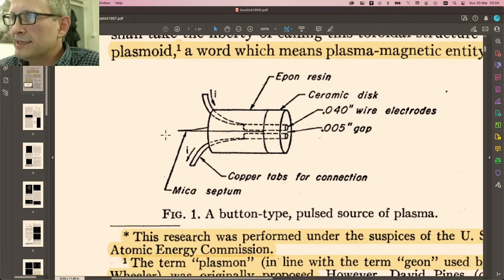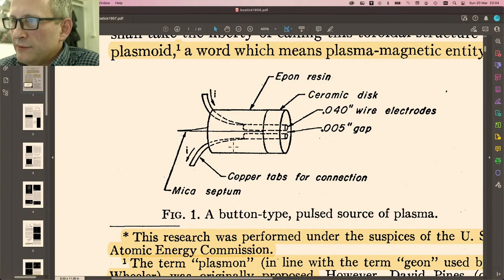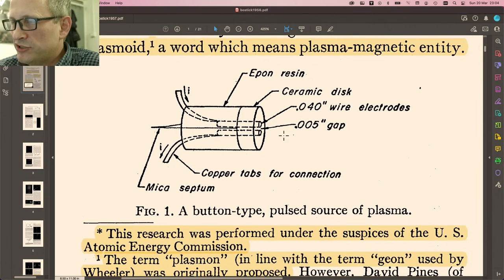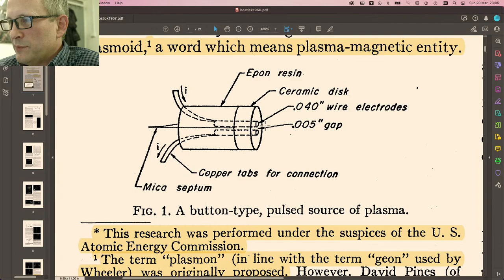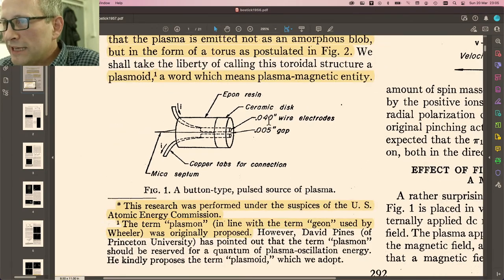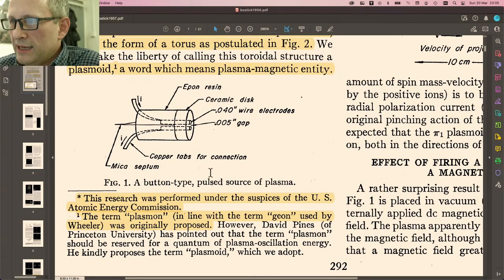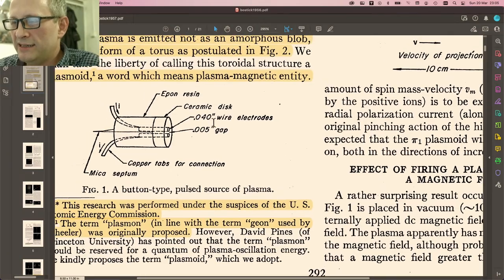So this is a resin container. They have copper lead-in wires, and this is titanium, which is loaded with deuterium. So I guess maybe it's been electrolytically loaded with deuterium. And it has a ceramic disc. I guess that's to protect the bulk of the titanium that's deuterated from the high temperature of the emission of what might be called an ekton or an EVO. And then it's 0.04 of an inch wire electrodes made of titanium, and there's a 0.005 inch gap. So this is really, I think, probably quite easy to replicate in modern terms.